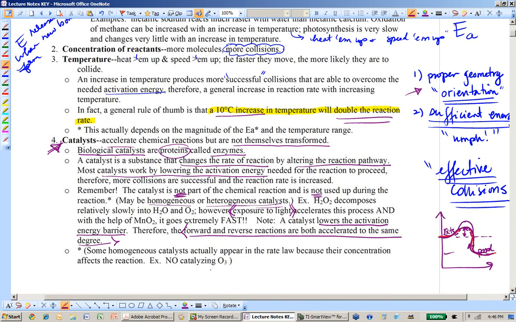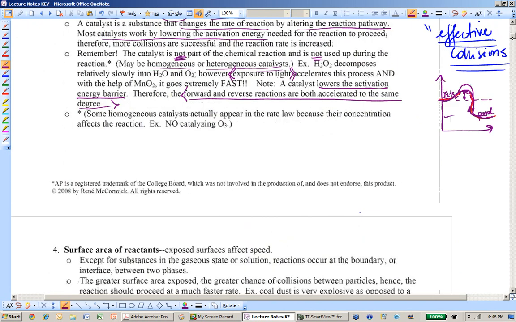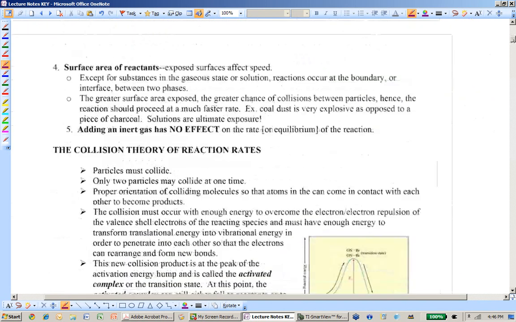So some homogeneous catalysts actually appear in the rate law because their concentration affects the reaction. And so you're going to see that when we start writing rate law expressions. The surface area of the reactants. This is the common sense one for you. Temperature and surface area are the two most common sense methods. You know that if you want something to go faster, you often heat it up.